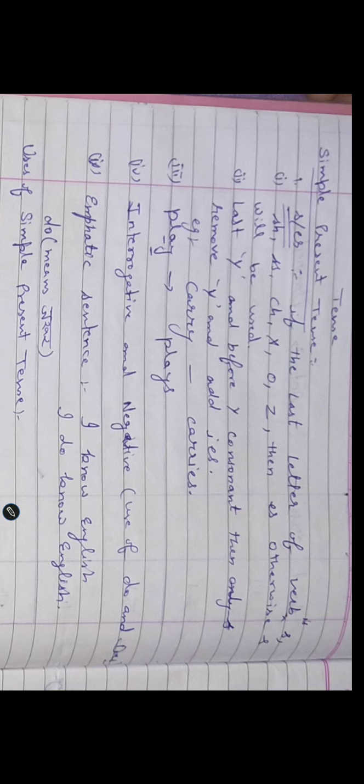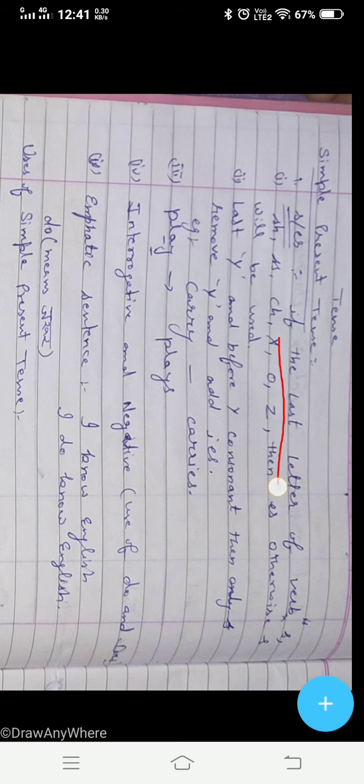we will use s or es with the first form of verb. If the last letter of the verb is s, sh, double s, ch, x, o, z, then es, otherwise s will be used.